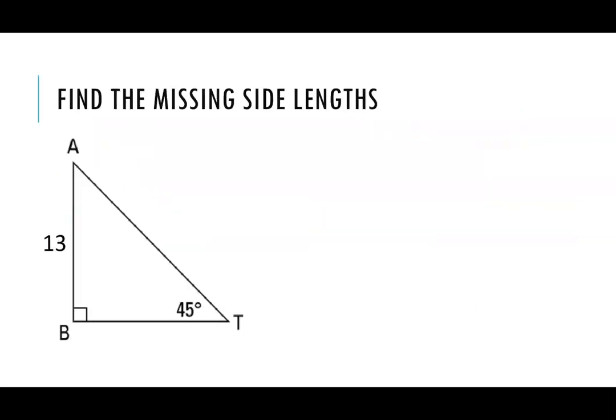Let's find the missing side lengths of this triangle. So we can see that it's a 45, 45, 90 triangle, and we were given a leg value. So right away we can solve out that the length of BT has to equal the same as the other legs. So BT has to be 13. Leg 1 and leg 2 have to be congruent.